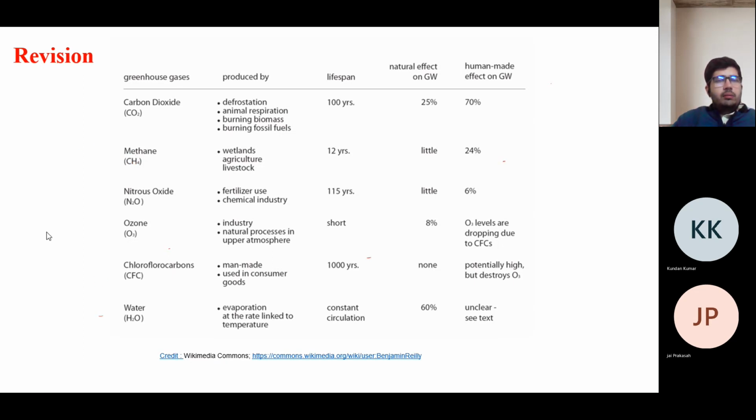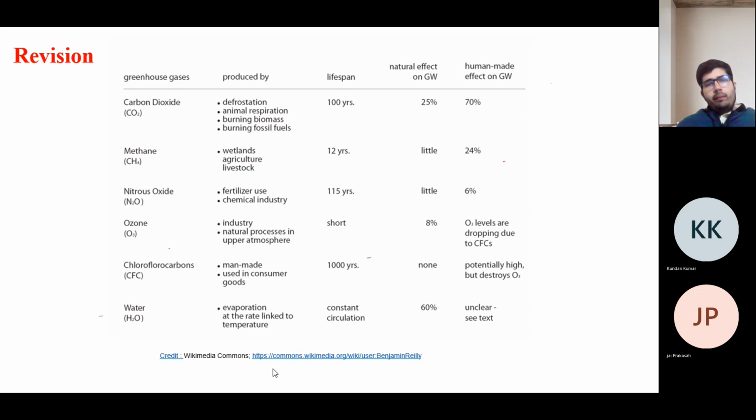So the major gases are, you can say, carbon dioxide, methane, nitrous oxide, ozone, chlorofluorocarbons, and water. The point to be focused on here is that carbon dioxide has a 100-year lifespan. Okay, and the human-made effect is 70%. So we have to reduce it because we are contributing 70%.